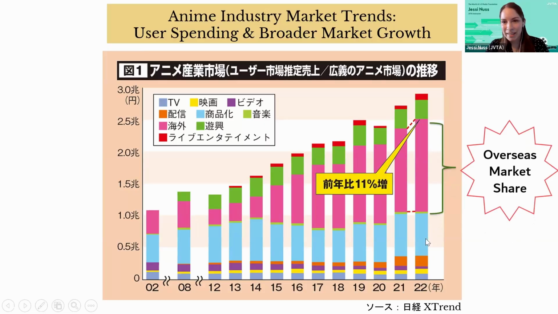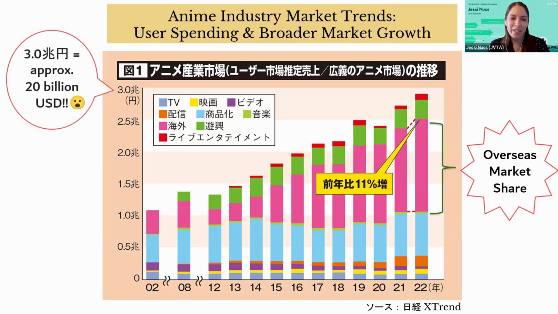By the way, the latest bar here is for 2022, and it starts about 2012. Just look how big that overseas market share has increased in just 10 years. And it will probably only continue to increase. As for figures, what are we talking about here? We've got here at the top Sanchoen, which means we're in the chos, everybody. That means Sanchoen is approximately 20 billion US dollars. So anime is a huge and growing worldwide market.